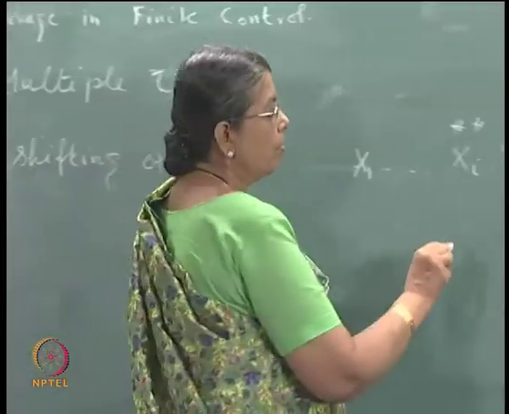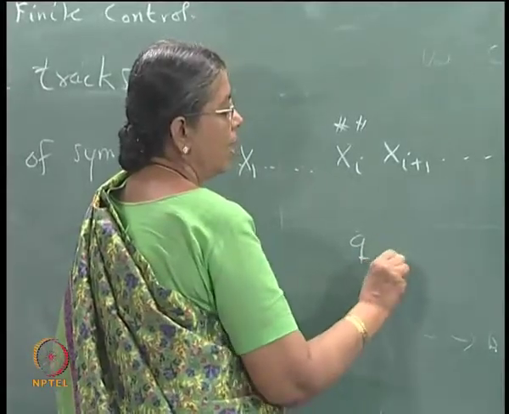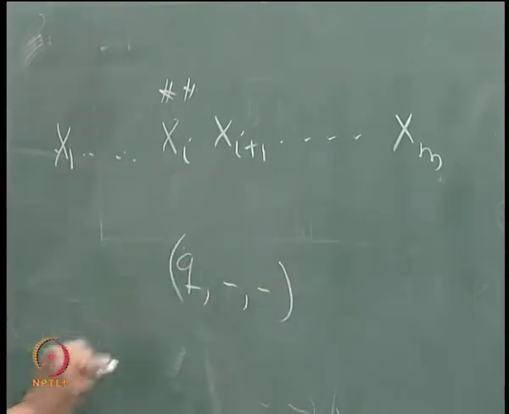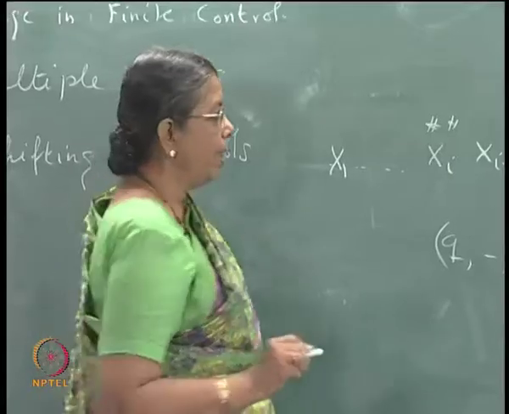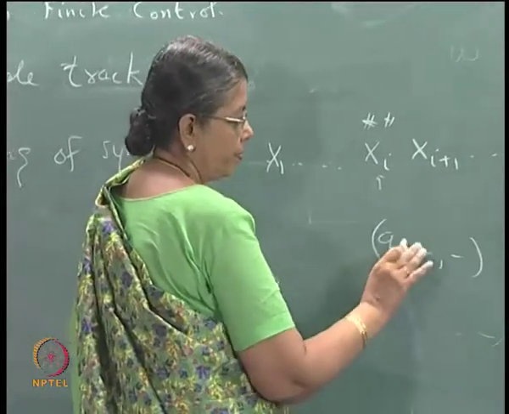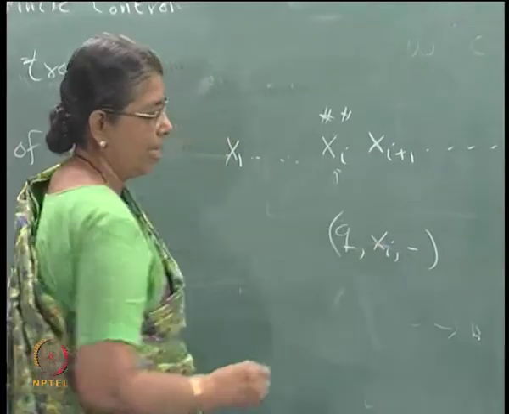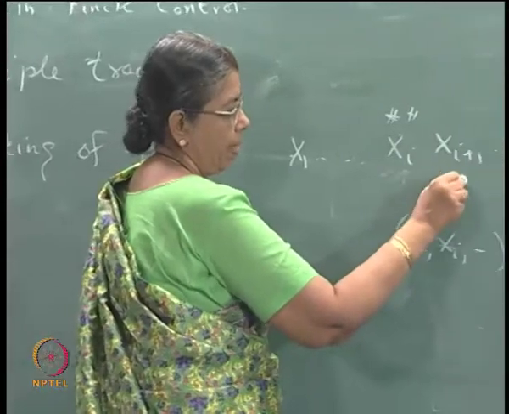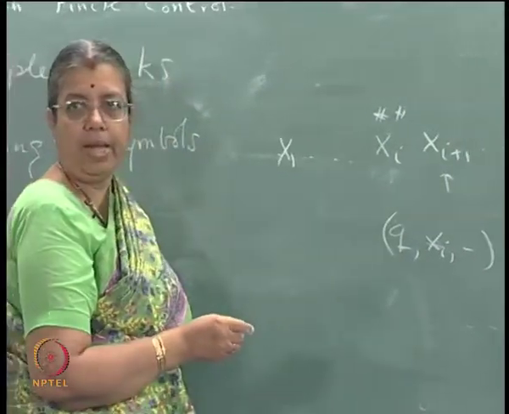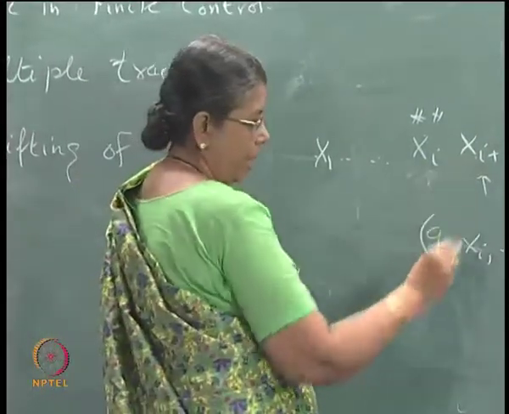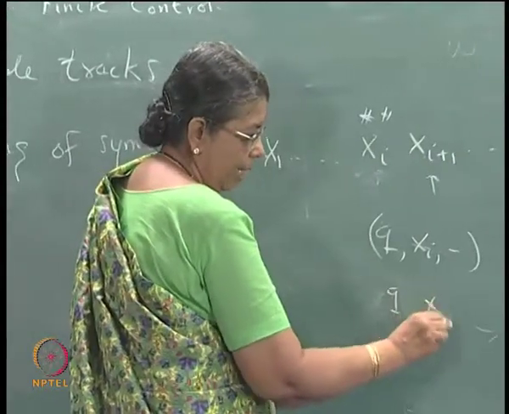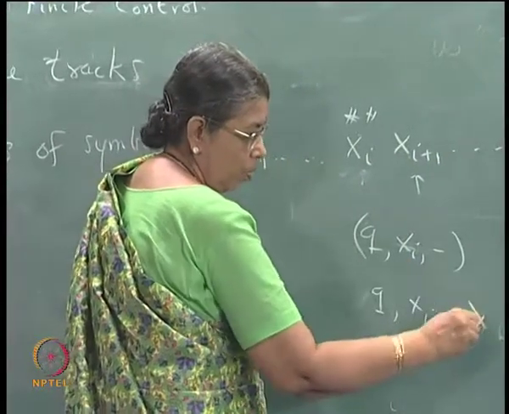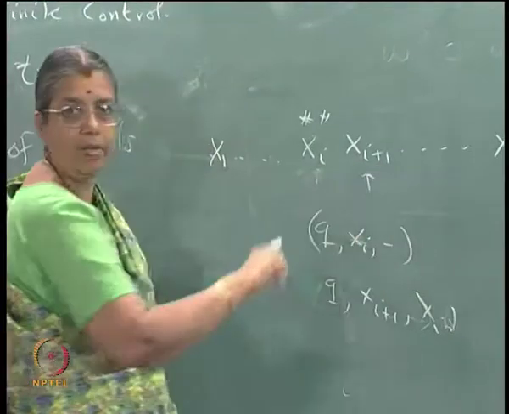So, what you do is you take the state as a tuple, a 3 tuple, a triple, and then when you read this, store this xi here, move right. When you read the xi plus 1, store the xi plus 1 here and move the xi from the second to the third component.